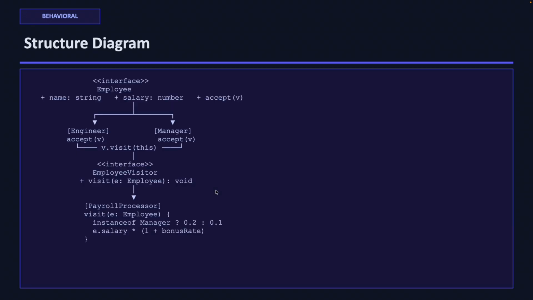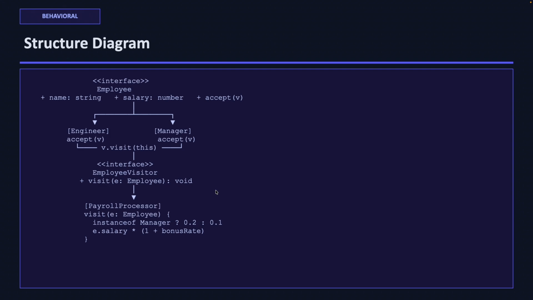This pattern has 4 different participants. This is how this demo is laid out. So first we have the element interface. This is the employee, and it declares the accept method that every other concrete implementation must implement. The concrete elements, we have engineer and manager, implement the accept by passing themselves to the visitor. This is what we mean by the visitor.visit, the class.